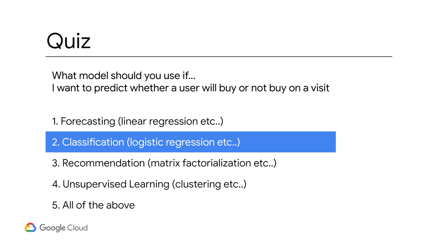The correct answer is 2. Classification, since we are interested in finding the two categories or classes in which the response will fall under, to buy or not to buy. In addition, you might want to use a model such as logistic regression, which, even though it has the word regression in its name, is actually a classification algorithm.